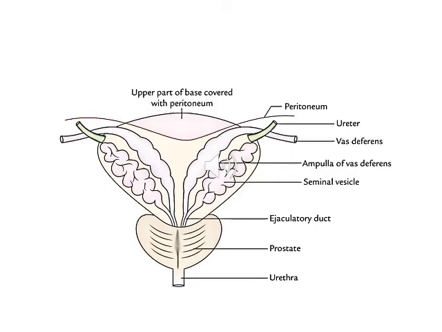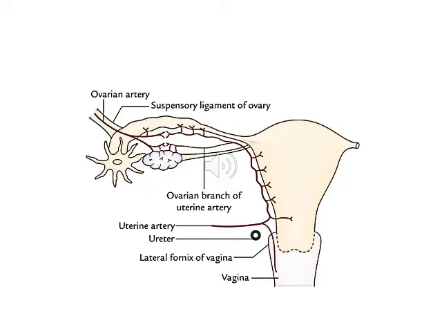Here you can see the vas deferens cross the ureters anteriorly. In females, around 2 centimeters above the ischial spine, the ureters run below the uterine arteries. Usually it is called the water under the bridge.